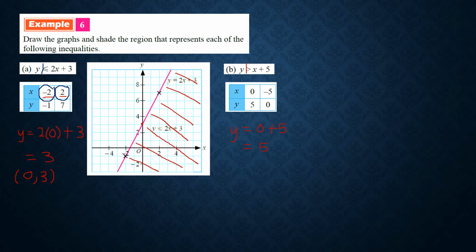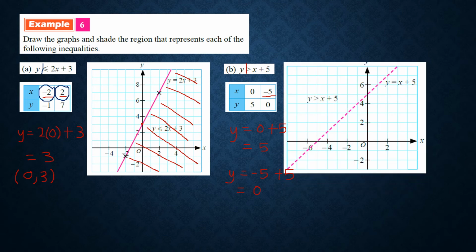Another one is they substitute when x equals -5. So that means y equals -5 plus 5. So -5 plus 5, you get 0. Okay, then you plot these two coordinates. You have (0, 5) here and (-5, 0).